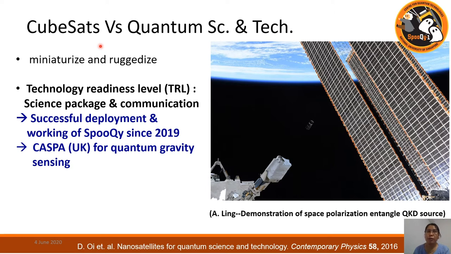In order to optimize the performance of the science package in the CubeSat, the most important criterion is to evaluate the technology readiness level for the different components of the science package, like the physics package and the communications package, which we use to communicate between the ground and space and also to transfer data from space. Recently, as you can see in these photographs, the successful deployment of the Spooky satellite in 2019, which carries a polarization entangled QKD source and has been working successfully since 2019, is a good example of our technology and expertise in handling this kind of project.